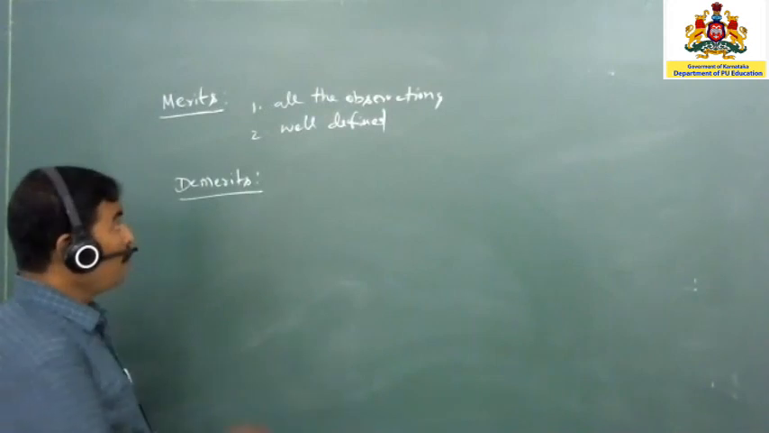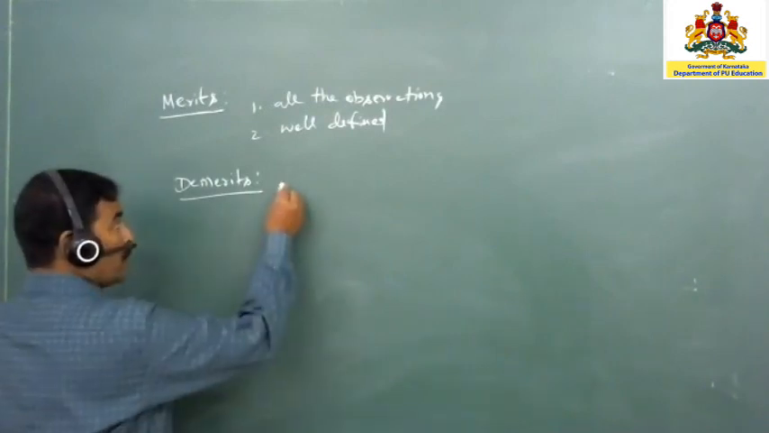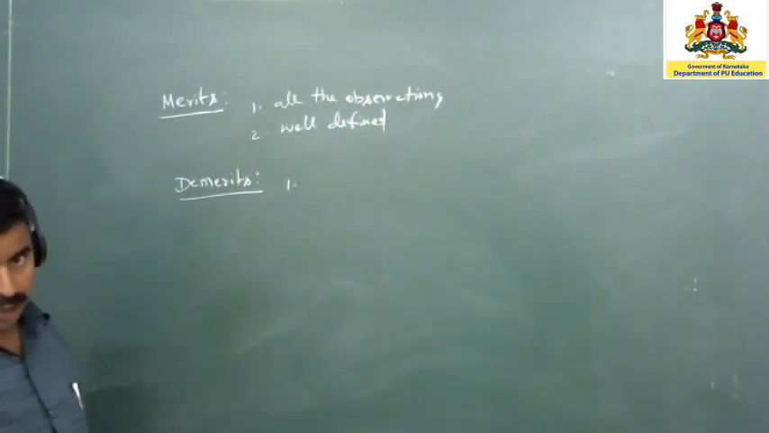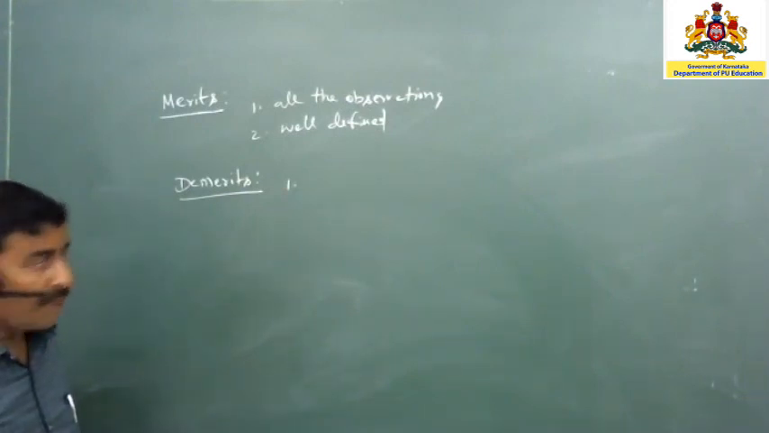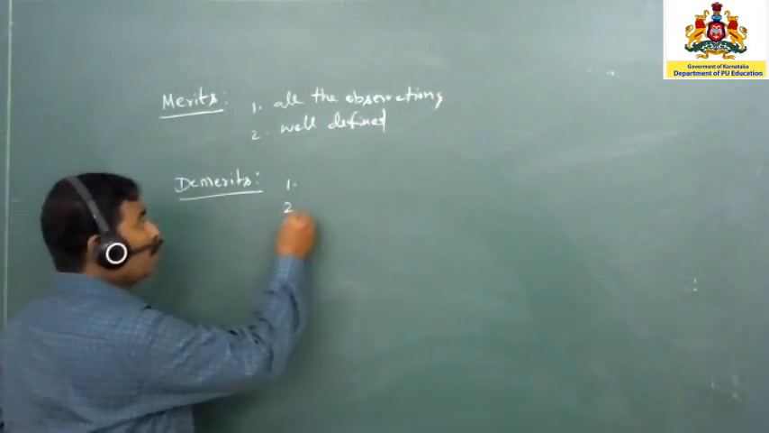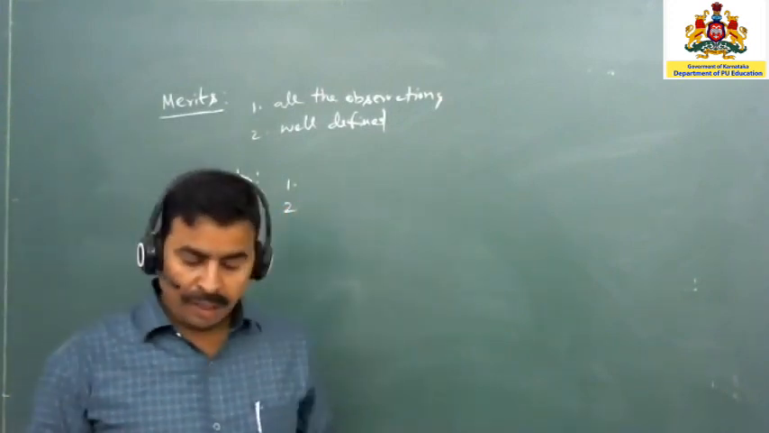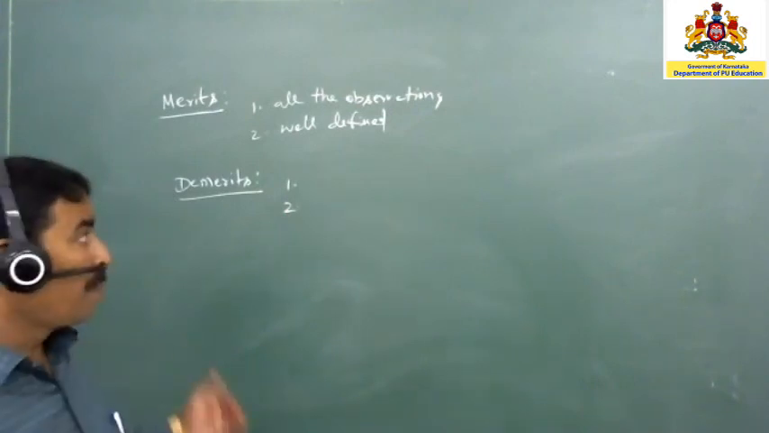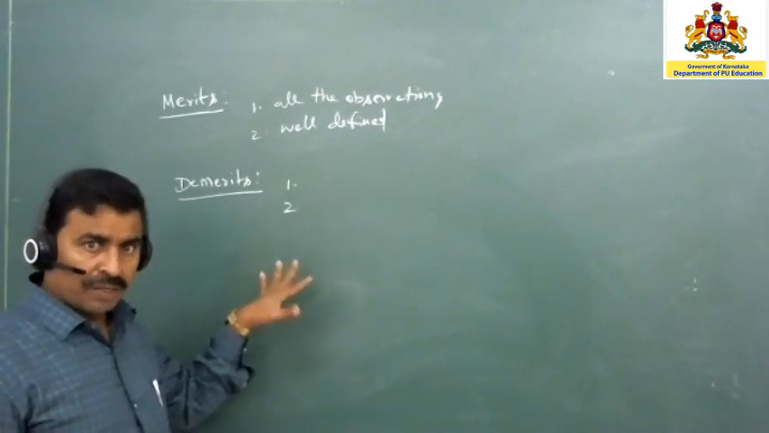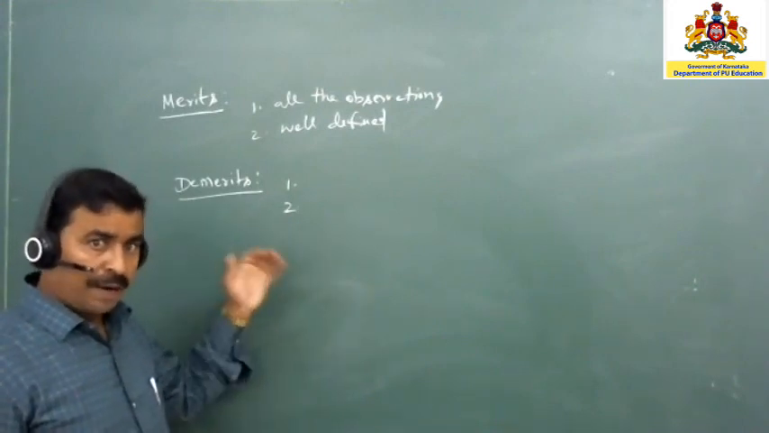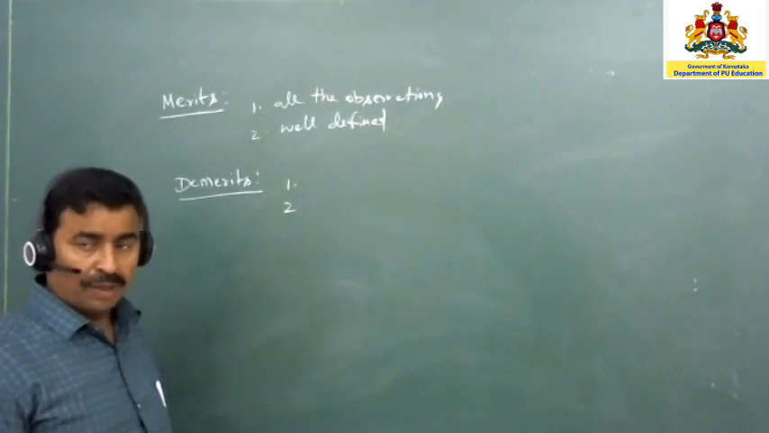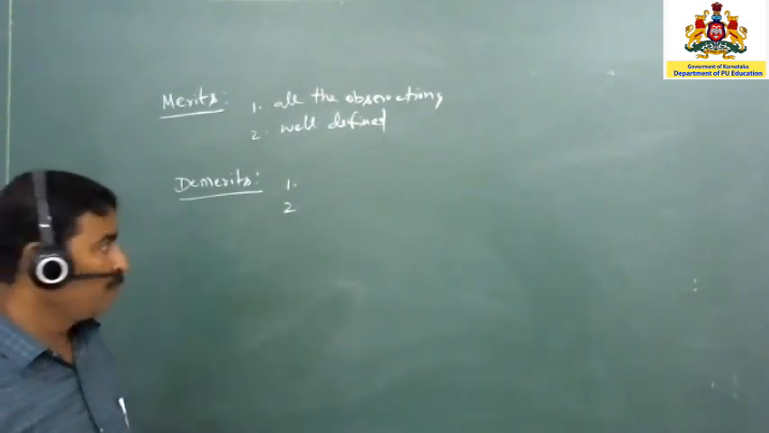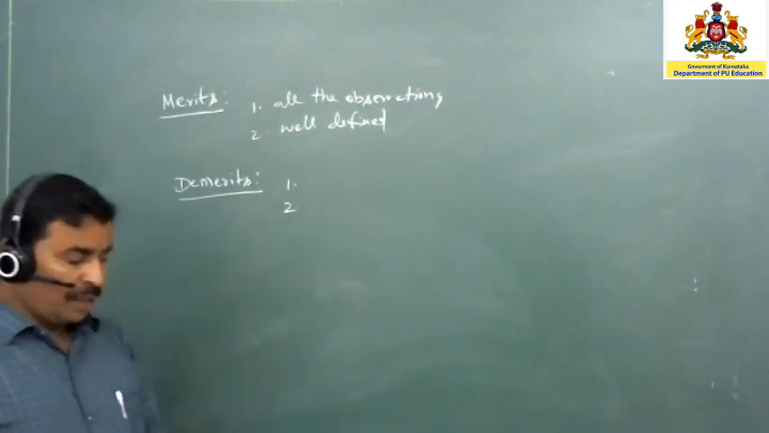Then the first demerit is that it ignores all algebraic signs of deviation. The second one is that it cannot be computed for open-ended distributions, that is, open-ended class intervals. We have already studied that in measures of central tendency, and it comes in classification also. So what will be the open-ended class intervals?